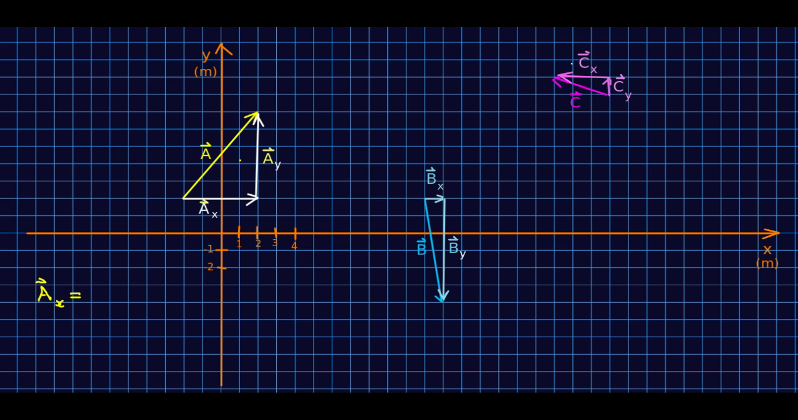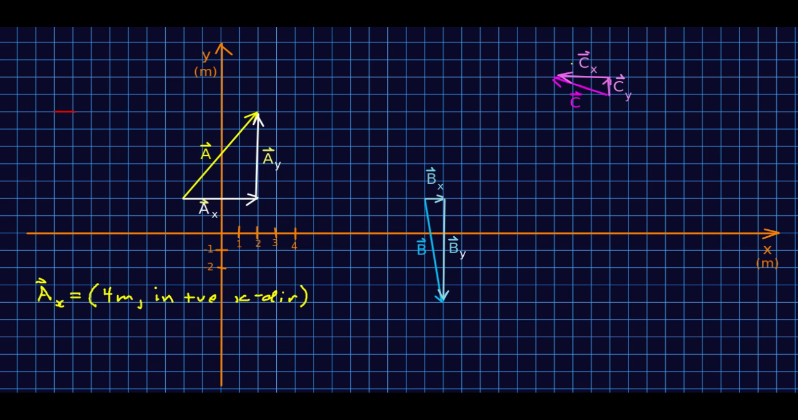Here are several vectors, A, B, C, and I've broken each of them into its component vectors. And let's think about how we might write this component vector AX. Well, we could use magnitude direction form like we've been doing, and I could call it 4 meters, and I could say right, but I'm going to say in the positive x direction. And that's fine.